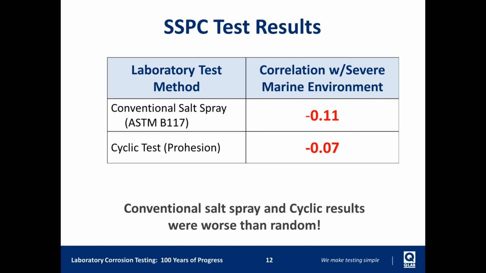So the two test methods that we talked about just recently, as you can see, their rank order correlation is negative 0.11 and negative 0.07. If you're unfamiliar with Spearman rank coefficients, a 1.0 means perfect correlation. That means that the best performing material performed the best in both tests, the worst performing material performed the worst in both tests, and every other material fell in the same order. A negative one would be a complete reversal. The best performer in one test would be the worst performer in the other test, and so on.